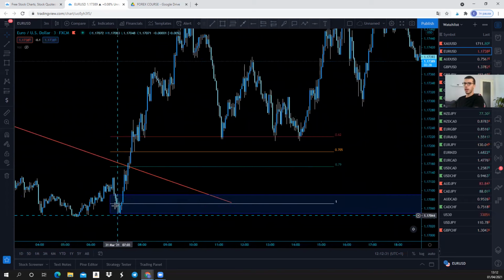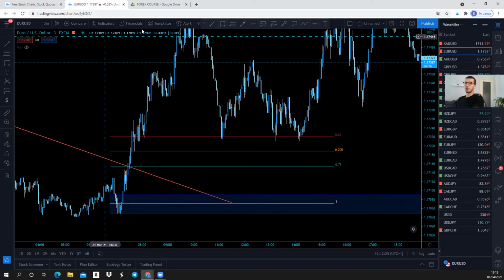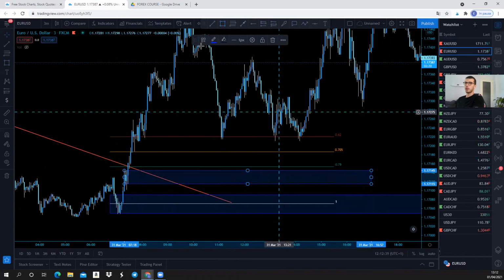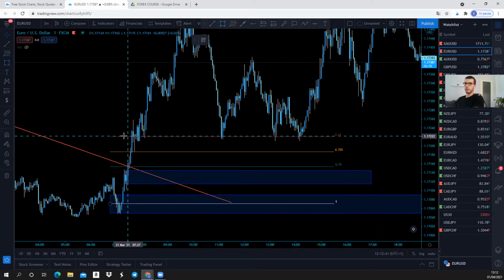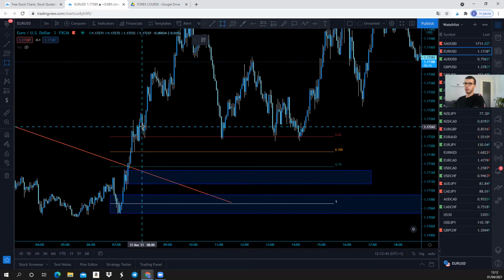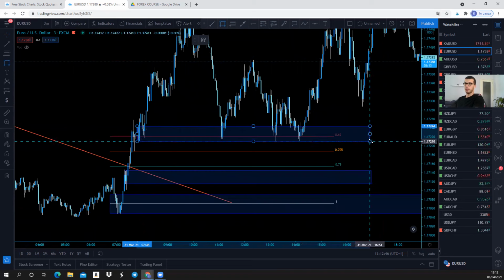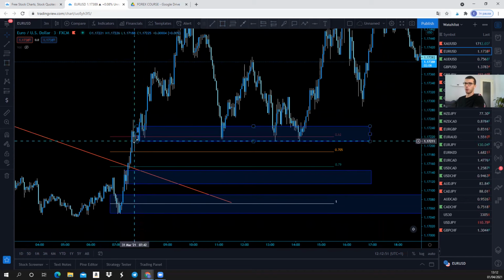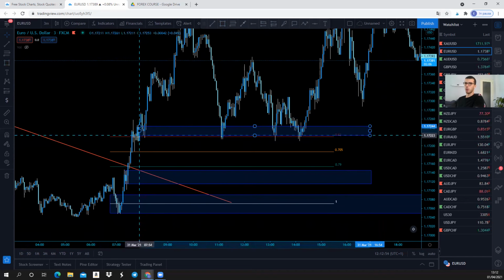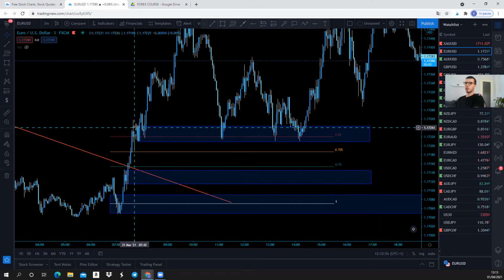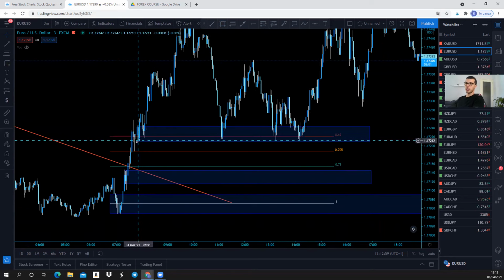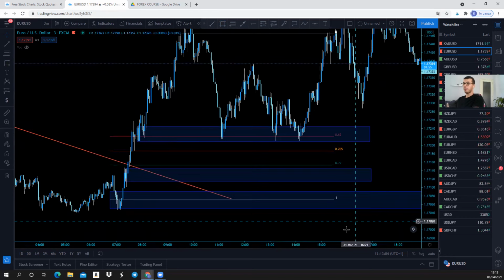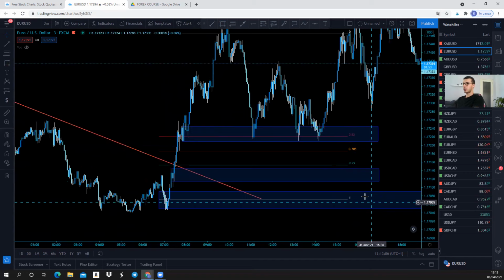So we do have a demand from here. We do have a demand from here, of course. And we do have a demand area from here. So this down candle before the upside, or if we want to take also this smaller one, but it's basically the same. So down candle, candle of the opposite color before the big push to the upside. And of course we have many demand areas.